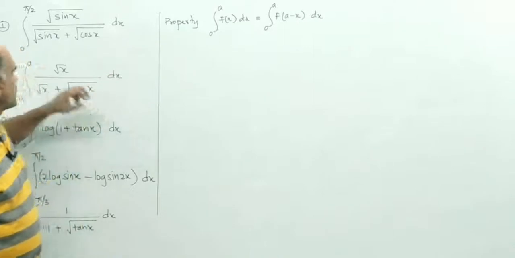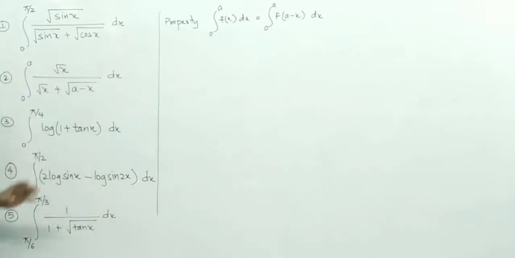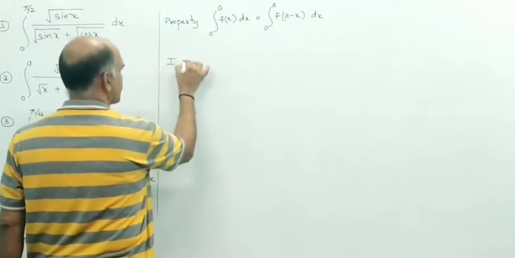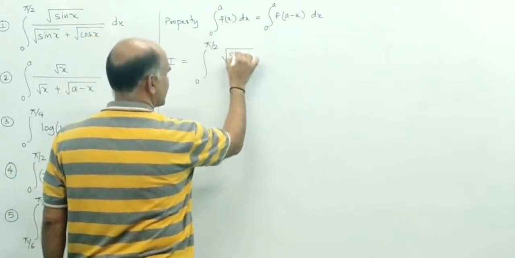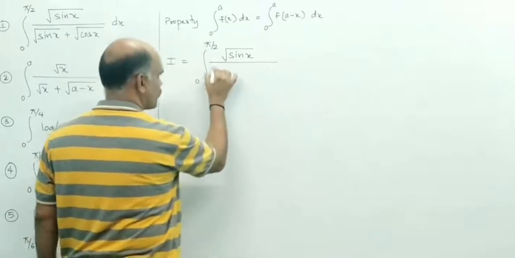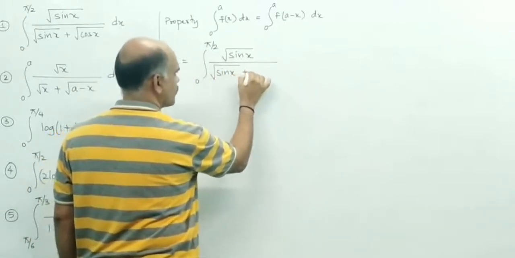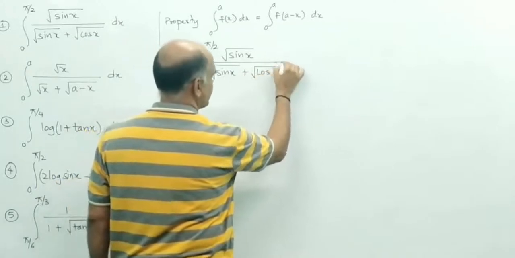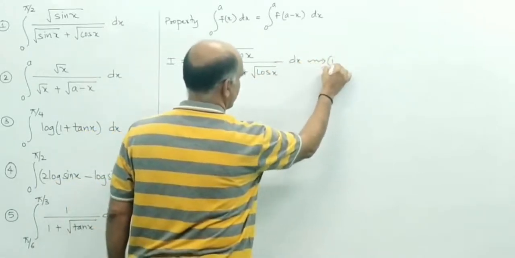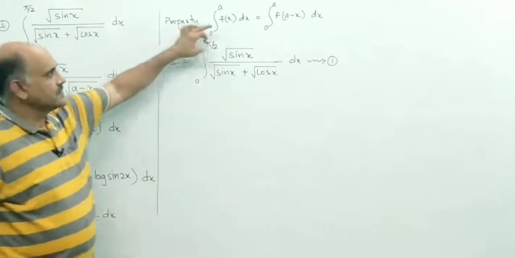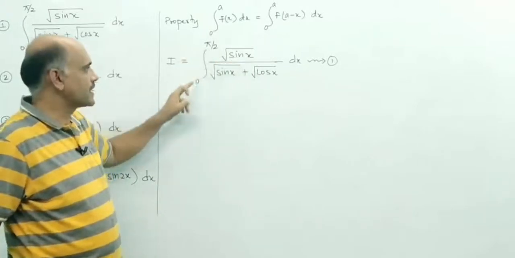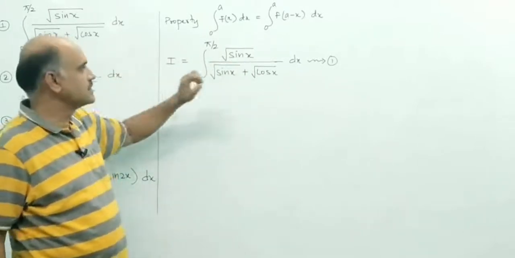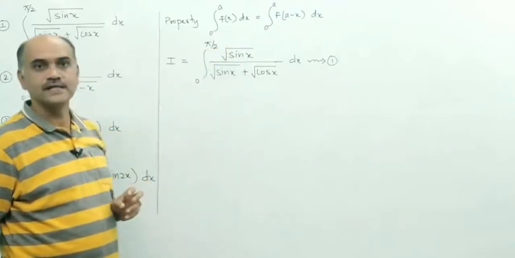So on this property first 4 problems are there. If I take first one, I will write it as I is equal to integral 0 to pi by 2 root of sin x divided by root of sin x plus root of cos x dx. This I will take as 1. Now using this property, wherever x is there, you can write it as pi by 2 minus x.